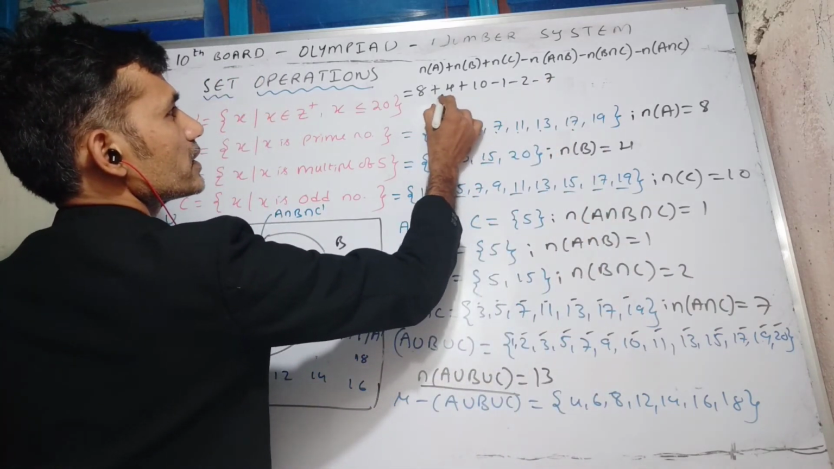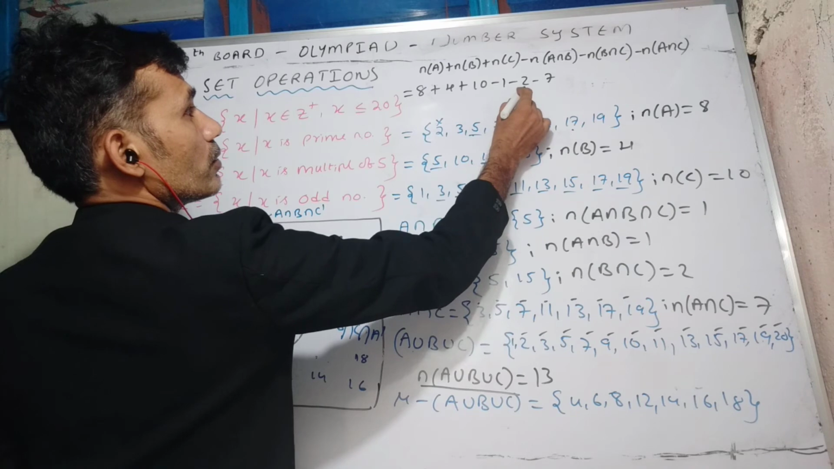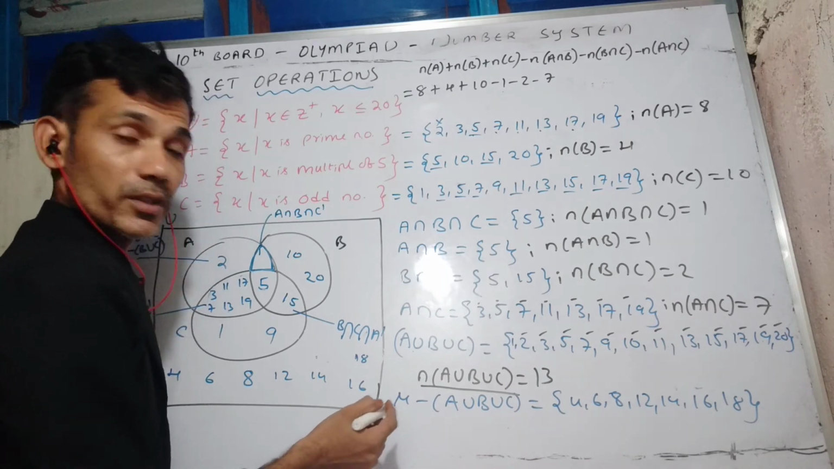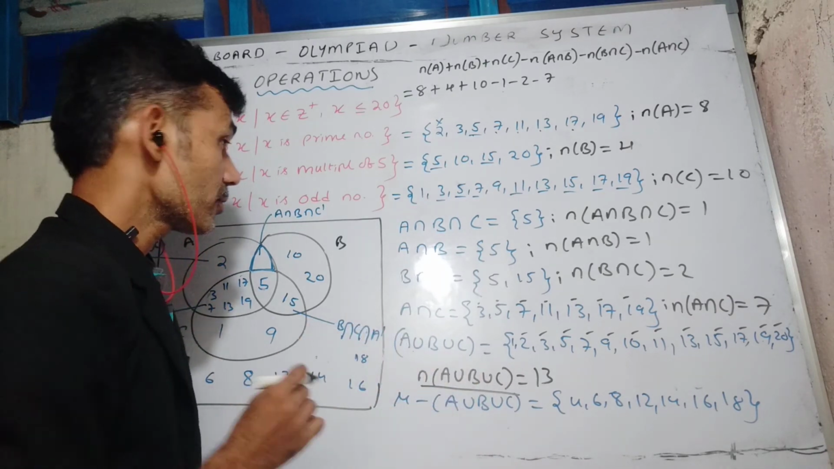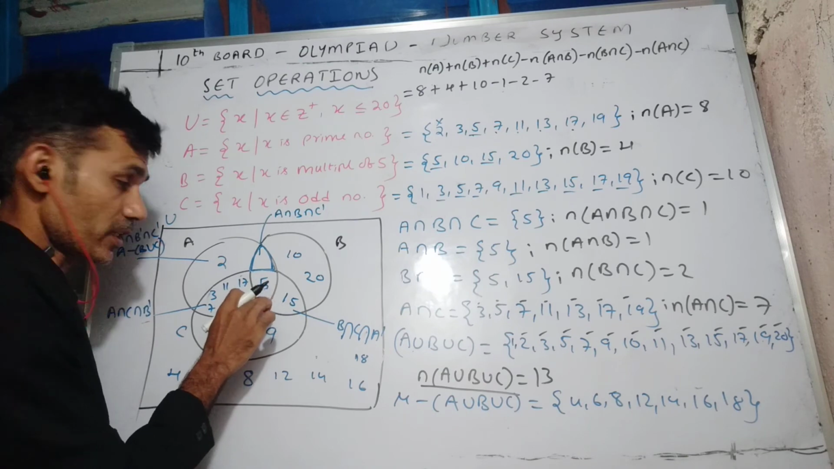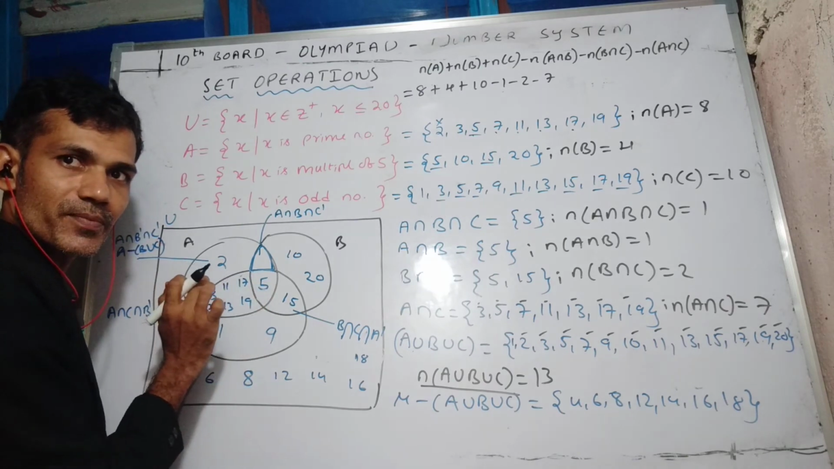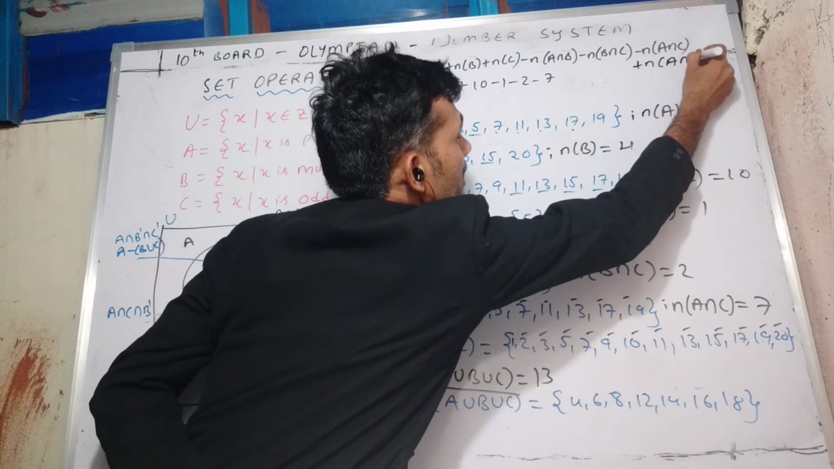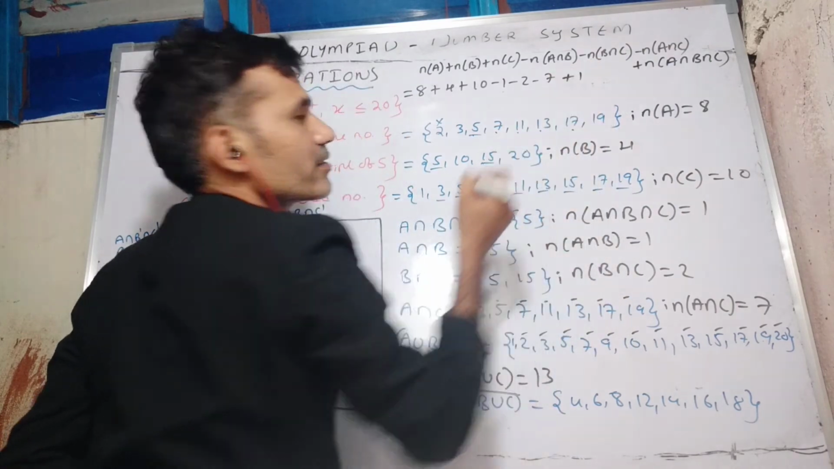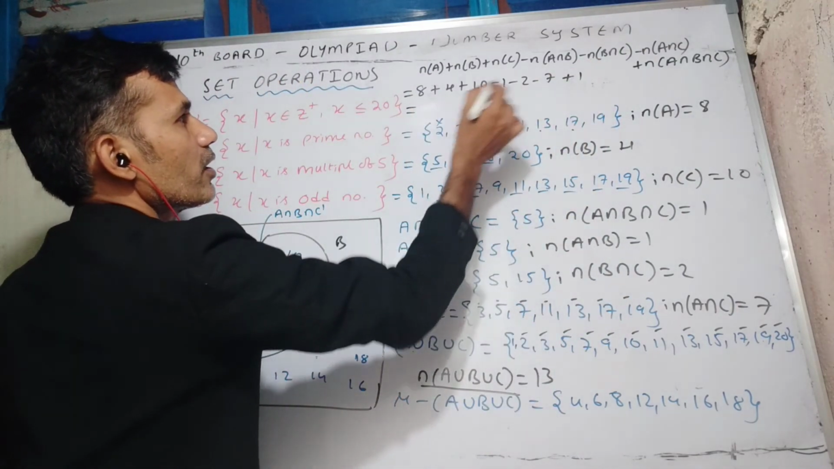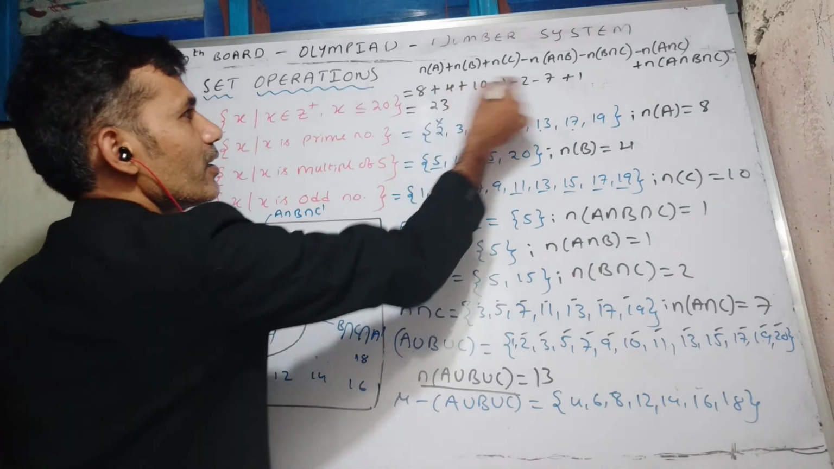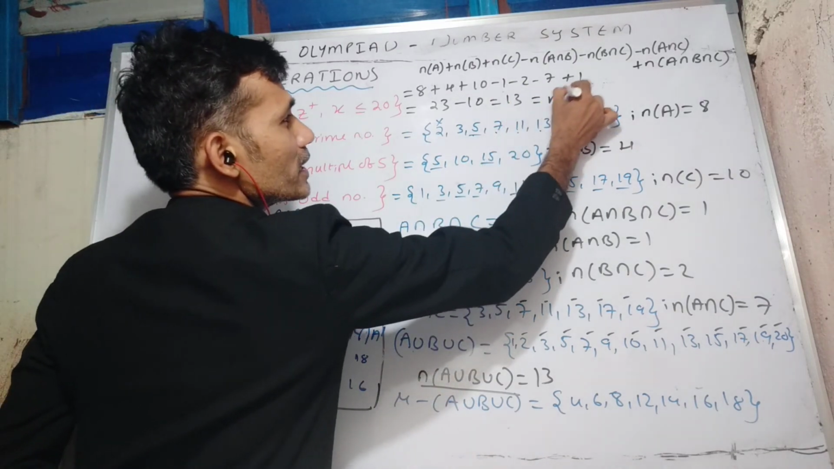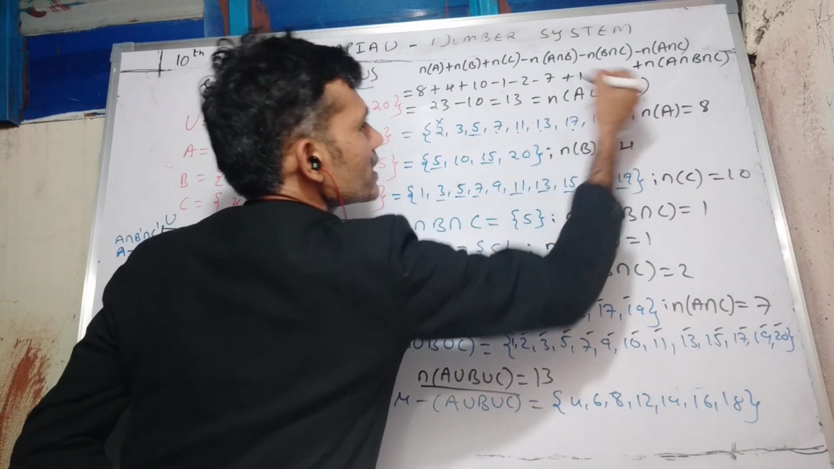See here, if you add how much it is? This is 22. 22 minus this is 10. 22 minus 10, 12. 12 elements only means you are not getting A union B union C. Why? Because this we have reduced one more time. So we need to add this. Okay, we need to add number of elements in A intersection B intersection C. Then what you are going to get? Add all positive numbers 23. Add all negative numbers minus 10. So 13. So this will give number of elements in A union B union C.